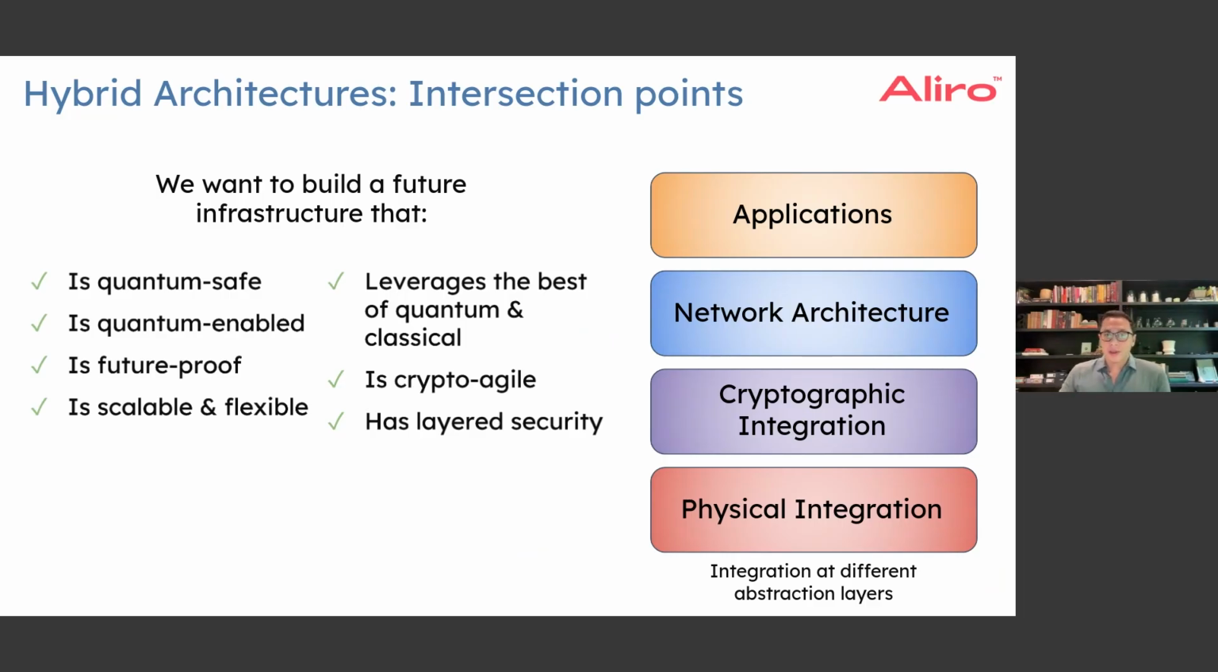So we want all those things in a crypto system. That sounds great. So let's look at these intersection points. Where can quantum and classical coexist and meet each other? And so there are integrations at different abstraction layers that we can consider.